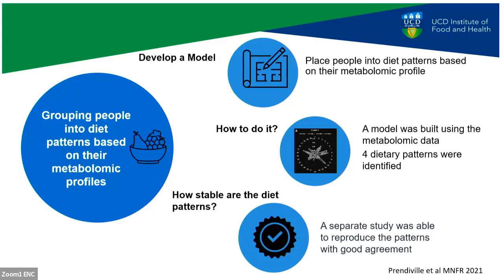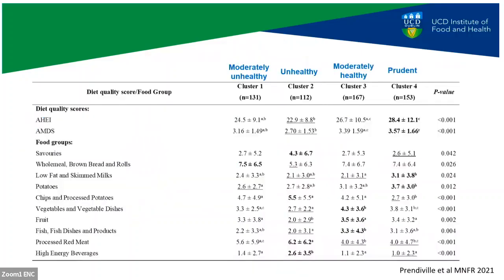We then asked, could we reproduce this in a different population group? And was it reproducible over time? Because we do know that individuals tend to follow their same dietary pattern, so we would expect that it is reproducible over time. So we identified these 4 dietary patterns. We have a moderately unhealthy dietary pattern, a moderately healthy, and then a healthy or prudent dietary pattern.